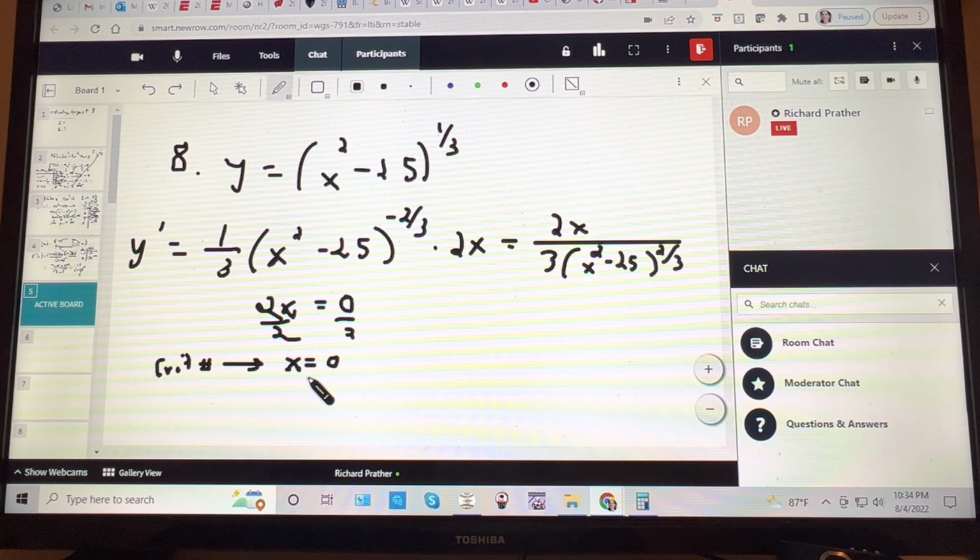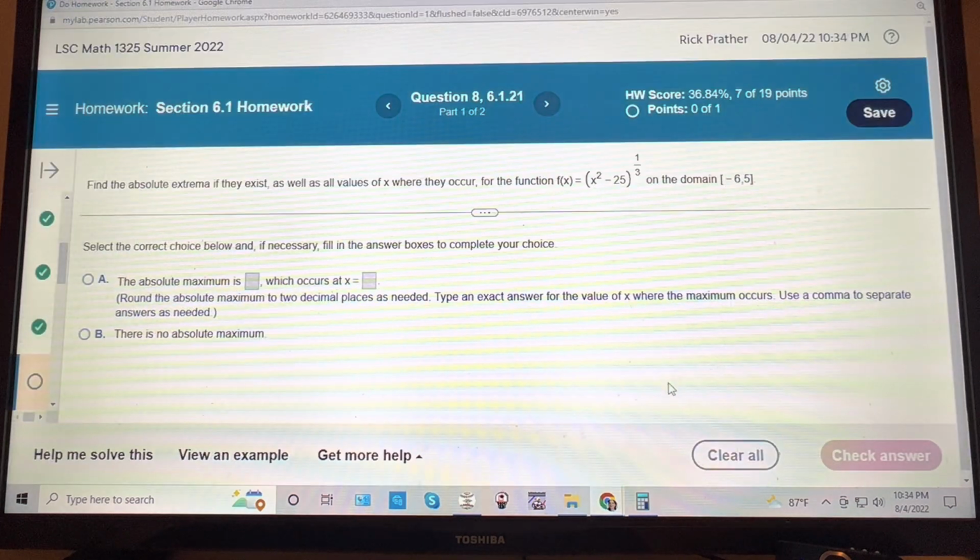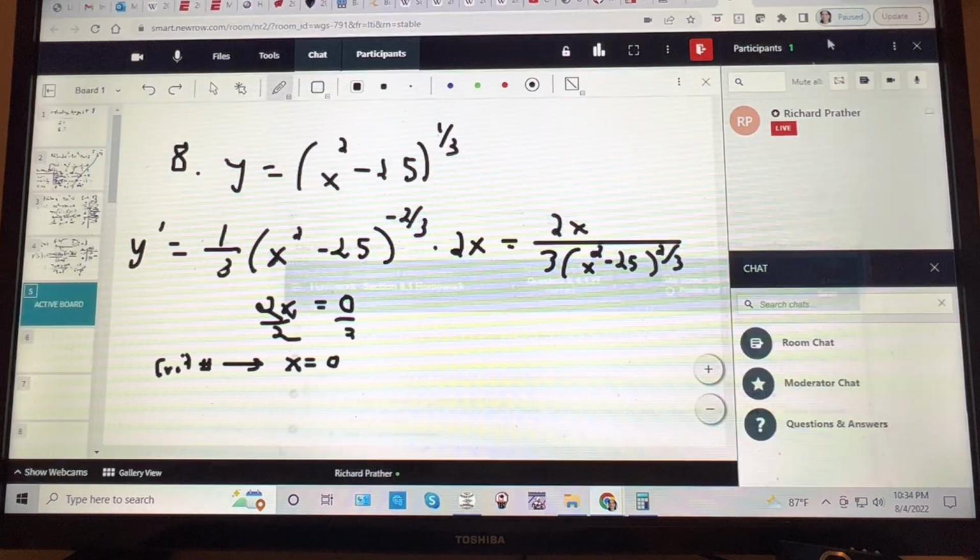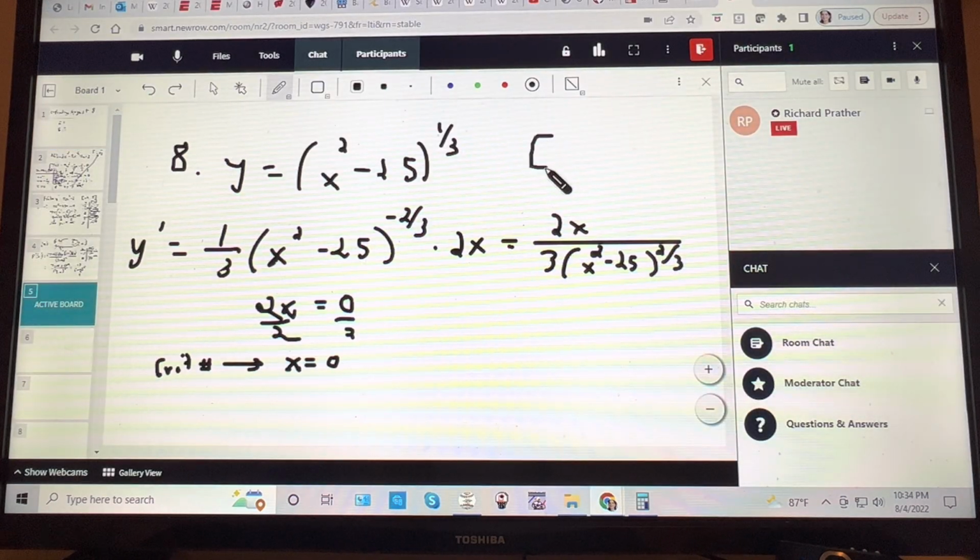Now, I don't know that that's going to be a number I use because I forgot to write down what the closed interval is. The closed interval is -6 to 5, and 0 is in that range, so now we've got at least 3 numbers we're going to have to check. We always have to check the 2 endpoints, and then any critical numbers in between them. So it could have turned out that this wasn't in the interval, but it is.